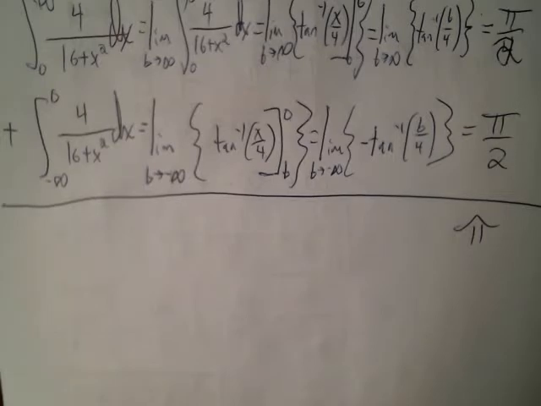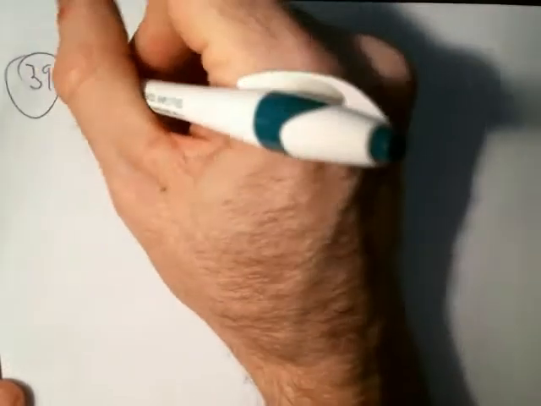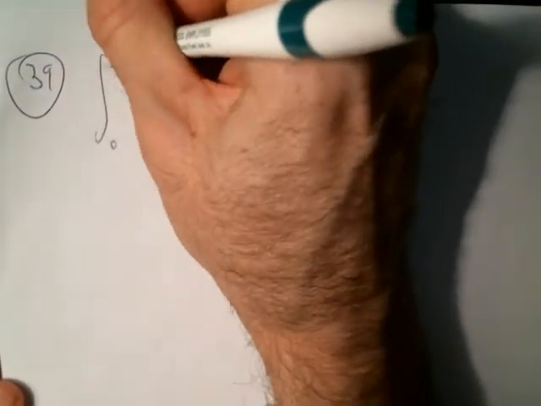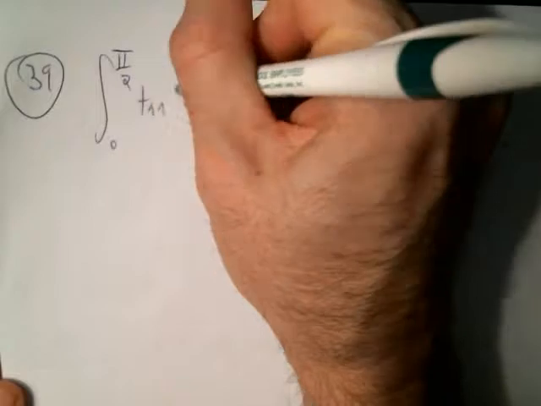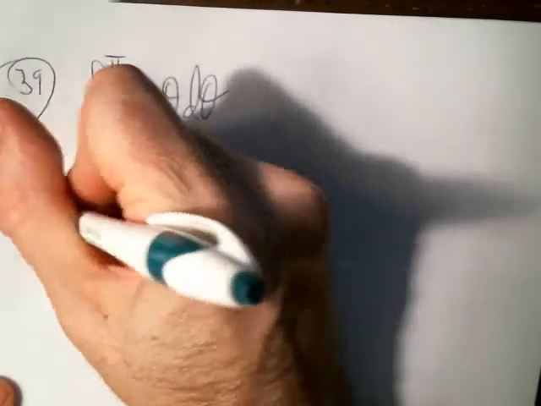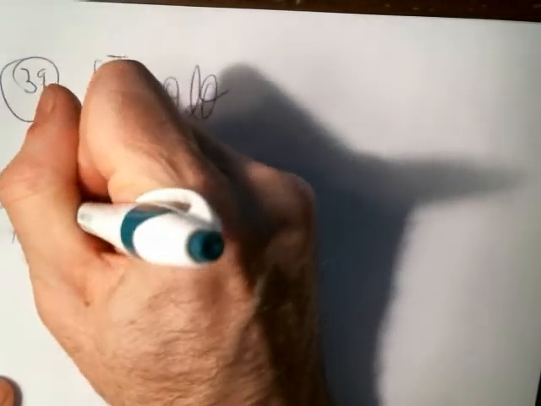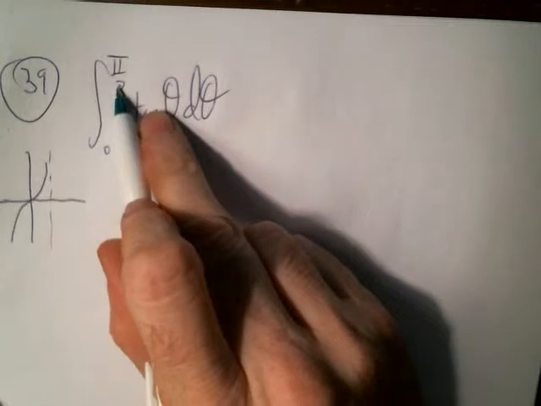Now we want to worry about infinite discontinuity types. So let's move into that. Again, you're going to attack these with limits. You just have to identify the discontinuity and sort of replace it with a limit. So the integral from 0 to pi over 2 of tan theta d theta. If you remember the tan graph, at pi over 2, there is an asymptote.